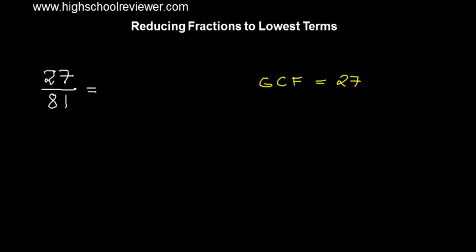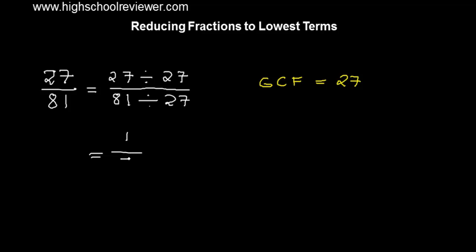Once we know their GCF, we will divide the numerator and the denominator by the GCF. We will have here 27 divided by the GCF, which is also 27. And then for the denominator, 81 divided by 27. 27 divided by 27 is 1. And then 81 divided by 27 is positive 3. Therefore, the lowest term now of 27 all over 81 is 1 over 3, and this is our final answer.